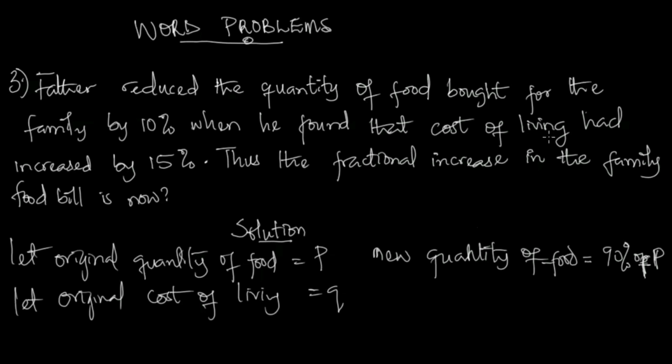And when you found out that the cost of living had increased by 15%, if the original cost of living was Q and it was increased by 15%, that means the new cost of living will be equal to 115% of Q. Because if the original cost of living was 100% of Q, that 100%, the whole cost of living, was now increased by 15%, it becomes 115% of Q.